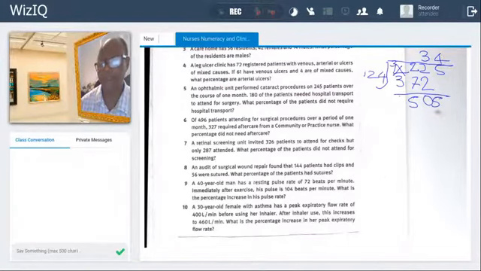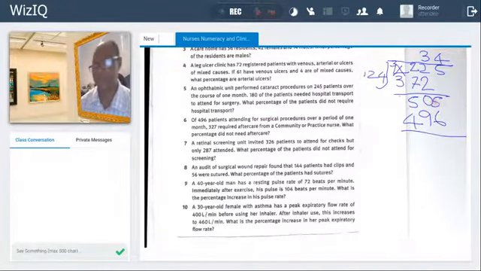4 times 4 is 16. 4 times 2 is 8. 8 plus 1 is 9. 4 times 1 is 4. Okay, so I subtract 5 take away 6. It's not possible. I need to borrow 1 from here, but there's nothing here. It's 0. So I'm going to go here and borrow 1.